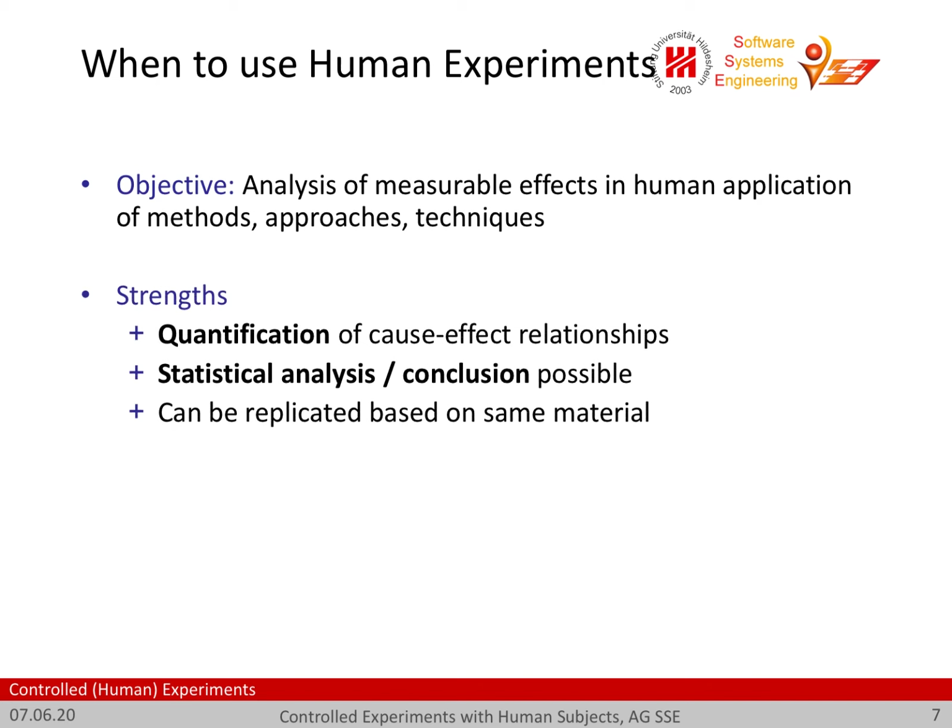It has some strengths and weaknesses, and the strengths are there's a pretty clear quantification of cause-effect relationships. So first of all, it's quantifying, and we can study cause-effect relationships, especially differentiate between whether they are there or not, and also differentiate relative to, for example, chance occurrences. So this quantified basis and the cause-effect relationships, that's typically the key motivation to do such experiments. As a result, statistical analysis and the possibility to draw conclusions is possible.